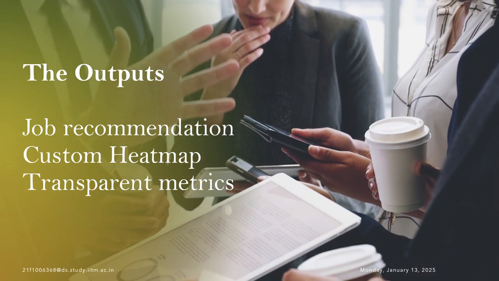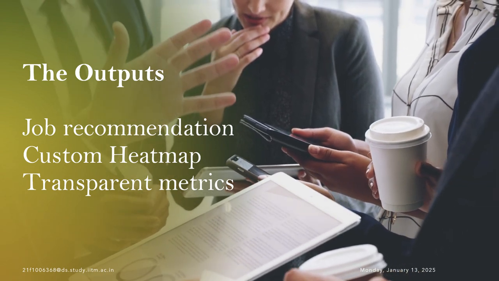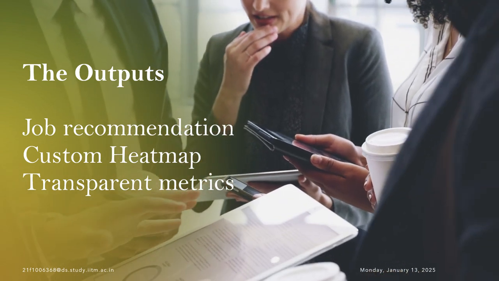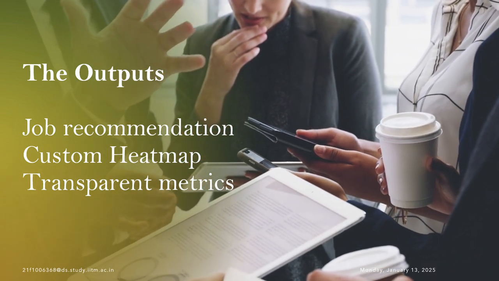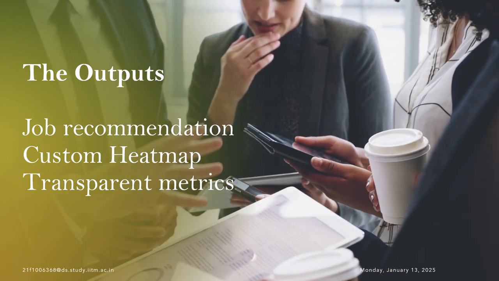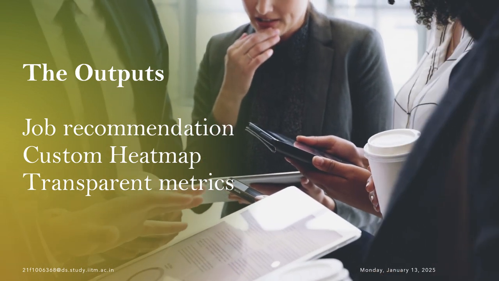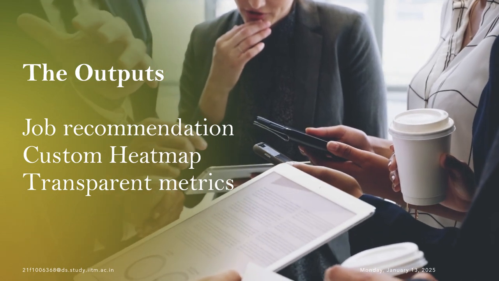What are the outputs that our model provides? It provides a very simple output, which is a job recommendation. If you have given the model 4 jobs, it will tell you that maybe job number 1 or job number 2 is the best match. As simple as that. No rocket science there. Where it goes deeper, and where we add a differentiator, is the custom heat map that we develop across models.